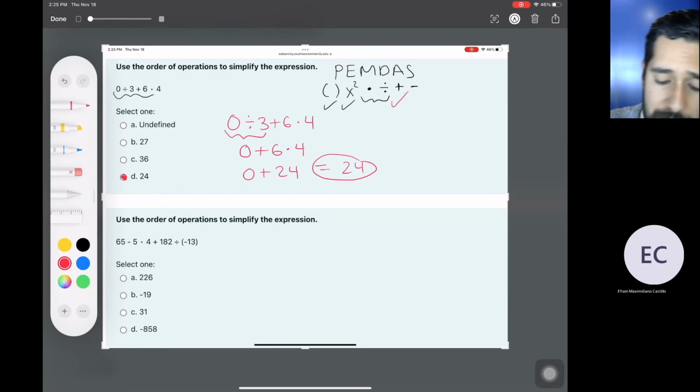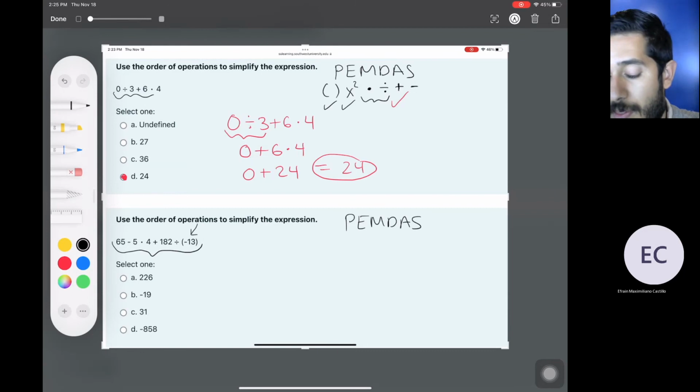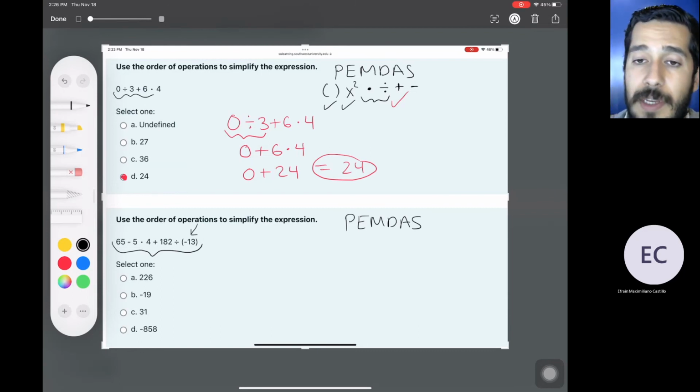So let's go ahead and do the same thing for the next expression. I'm still going to be following PEMDAS. I don't have any operations inside the parentheses. You might see that there's a negative 13 in here, but that is not an operation. That is just a number with a negative sign.